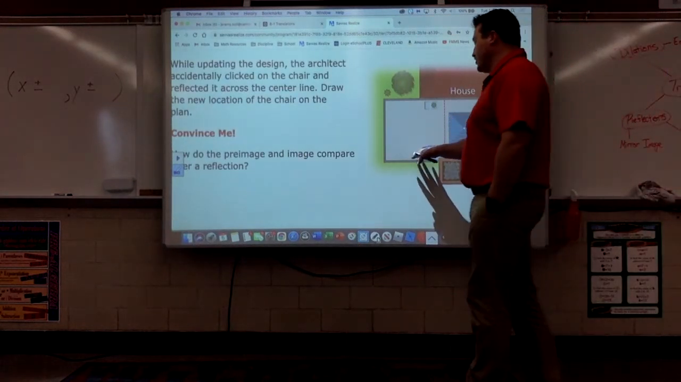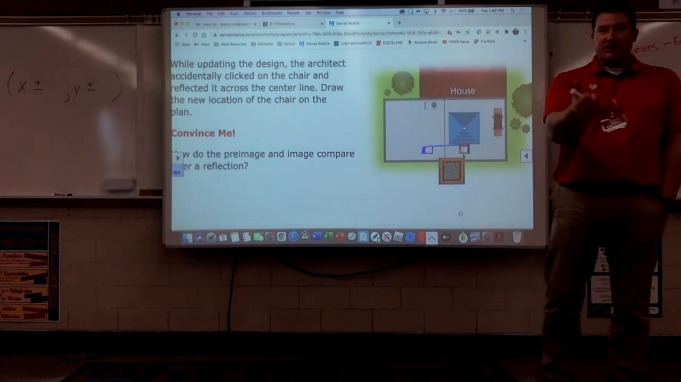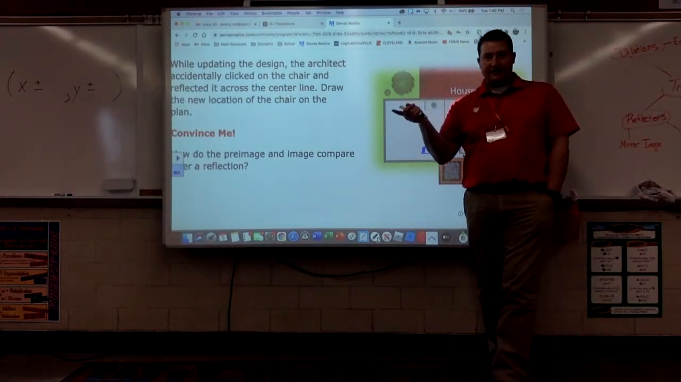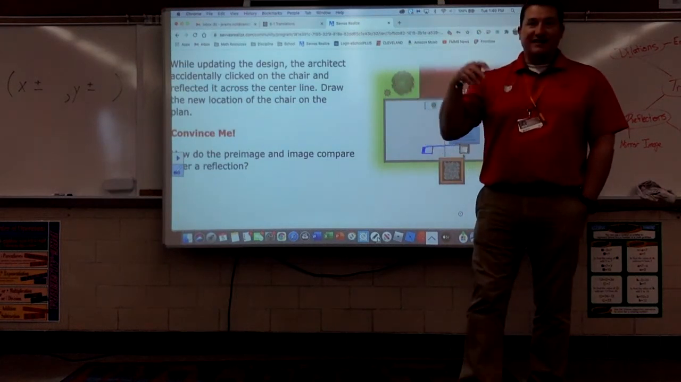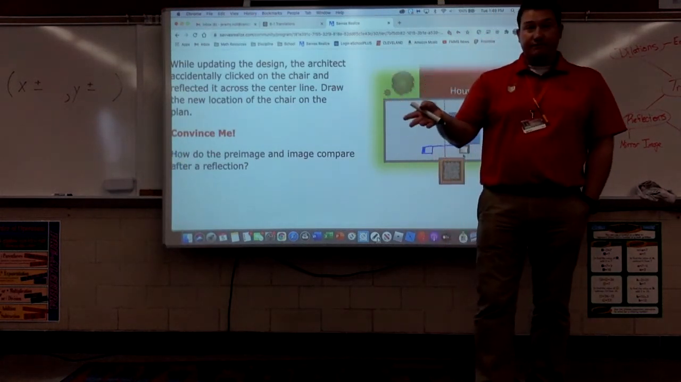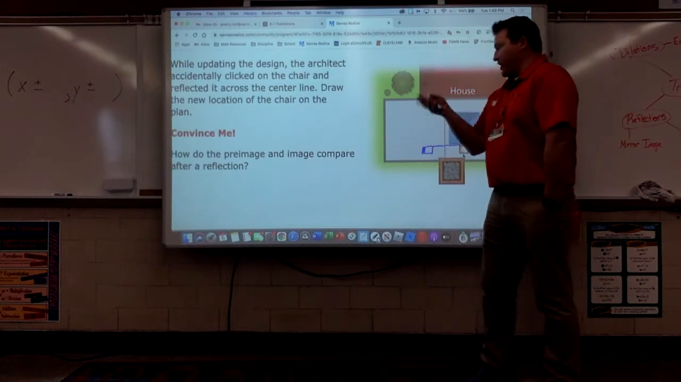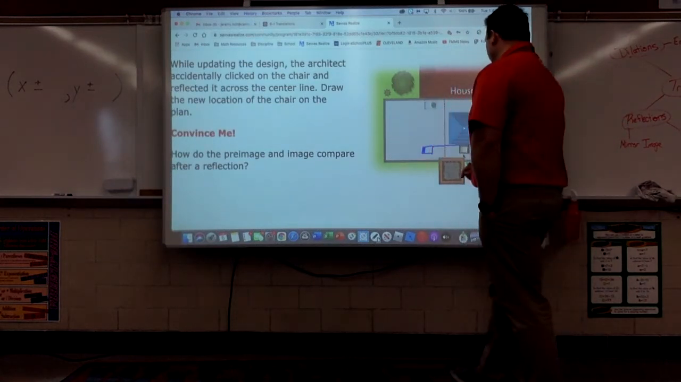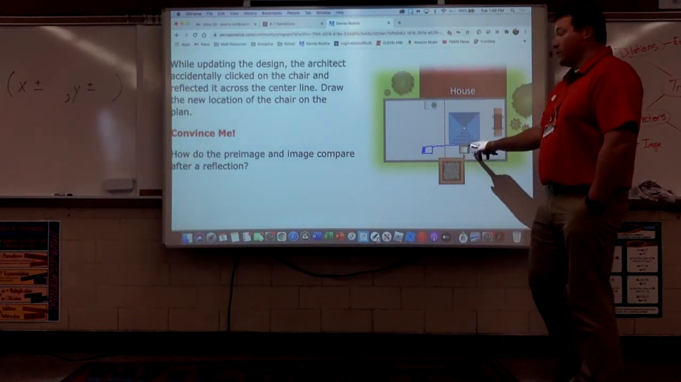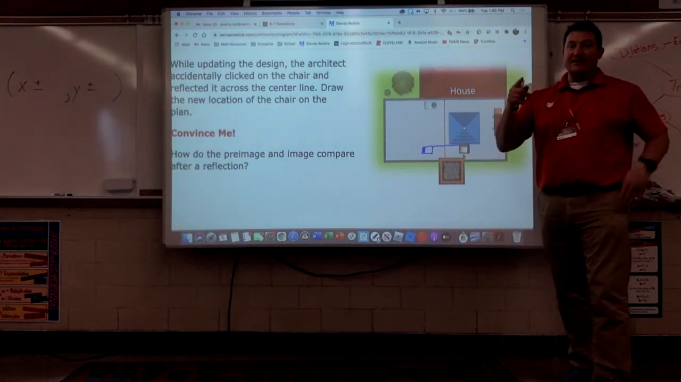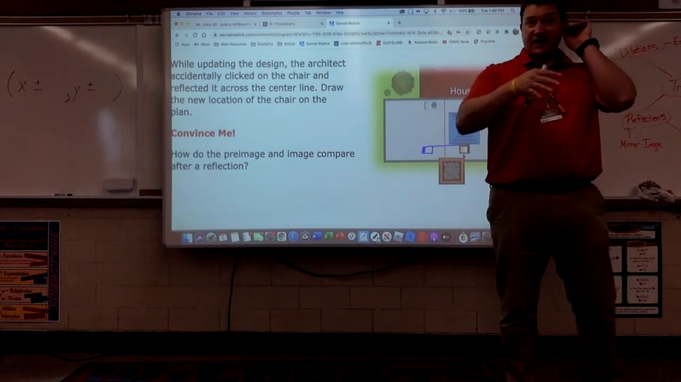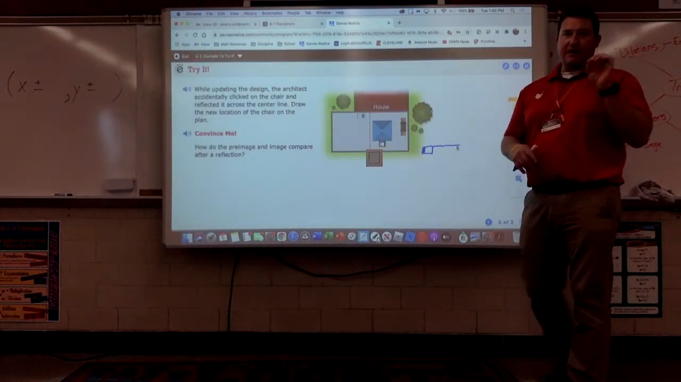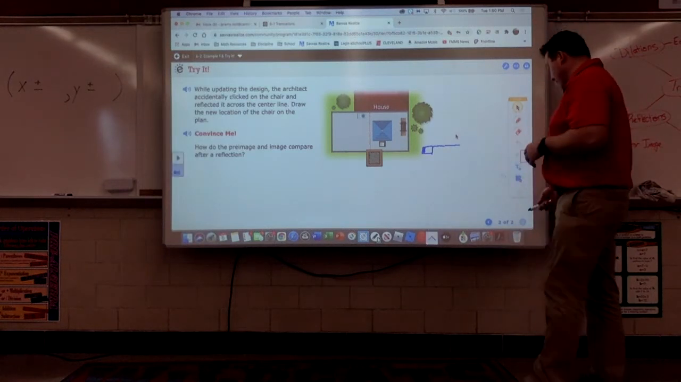How do the pre-image and the image compare? Well, is the chair the same shape? Yes, it is. Is the chair the same size? Also, it is. Is it in the same spot or the same location? Nope. Does the chair have the same orientation? No, that's changed too, okay? And guys, that's hard to see with squares. It's easier to see sometimes with objects that face one direction, like a triangle or something like that. So we really have to double check to make sure we're doing this right when we get squares, okay?